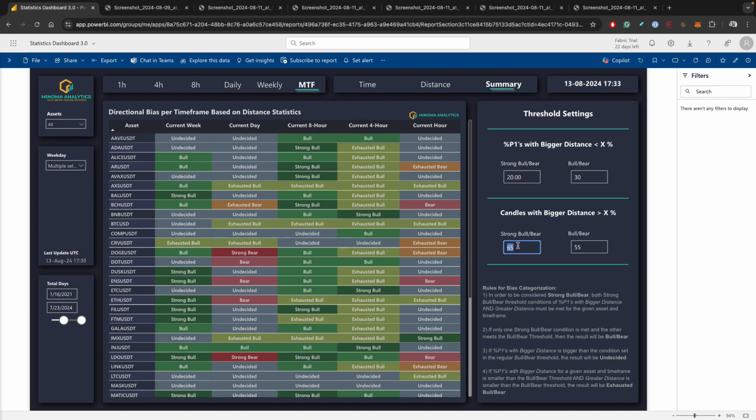65 or 70, depending on how conservative you want to be. And then this one 30, and then 55 or 60. That's what I would go for. But again, it depends on what you want.